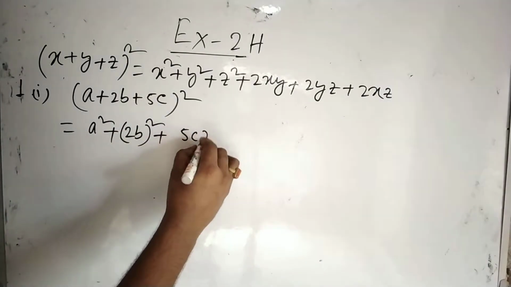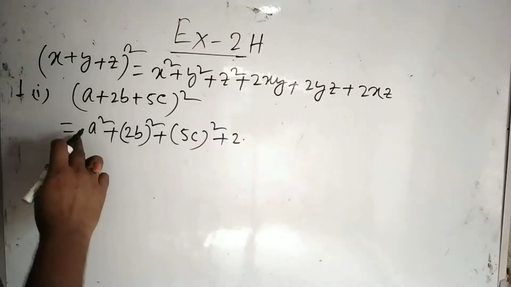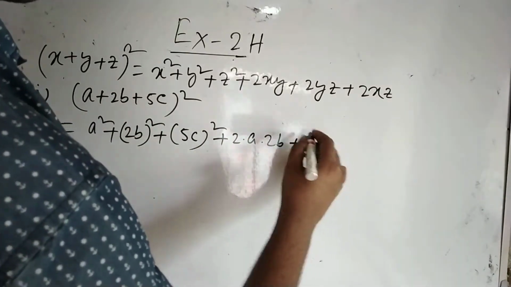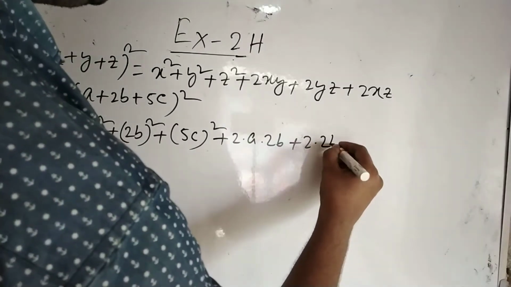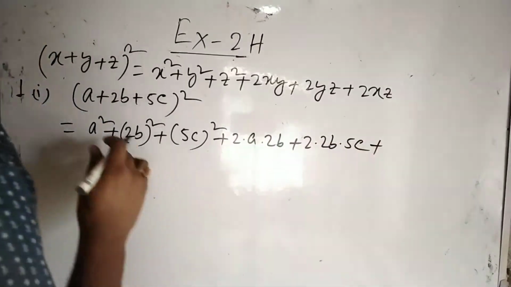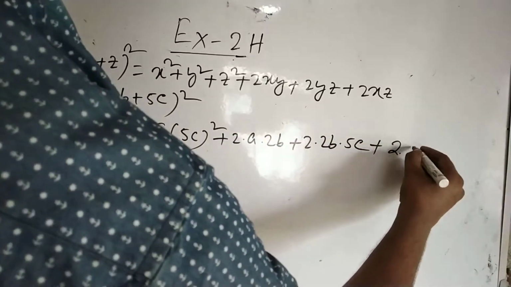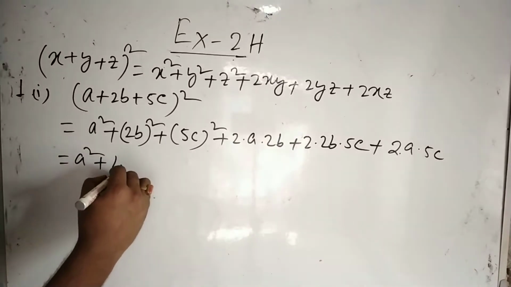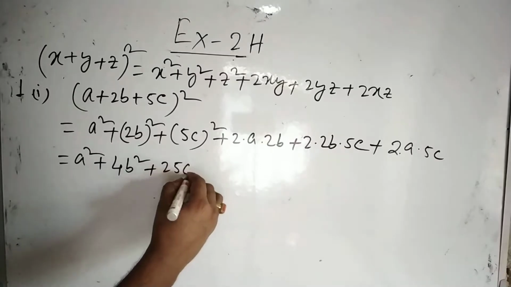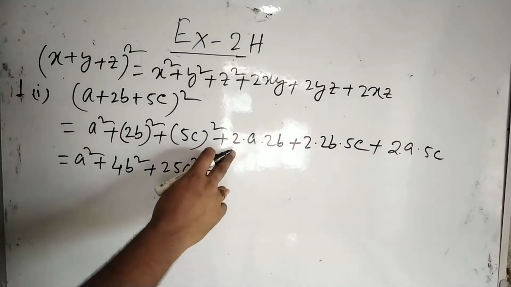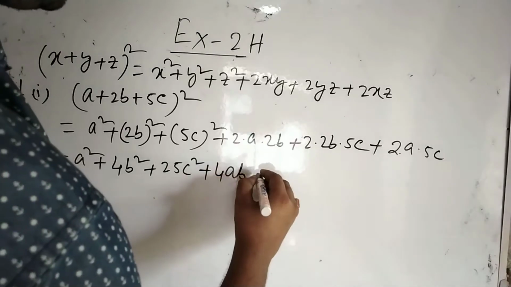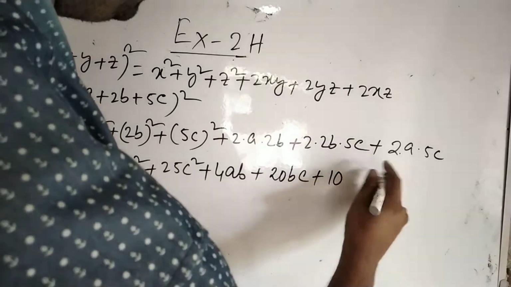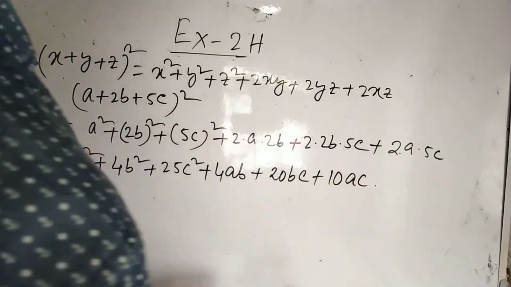then third one square, 5c whole square, then 2 into first one, that is a, into second one, that is 2b, plus 2 into second and third, 2b into 5c, plus 2 into first one and last one, 2 into a into 5c. So it will be a square plus 4b square plus 25c square plus 2 2s are 4, 4ab, plus 2 2s are 4 into 5, 20bc, plus 10, 5 into 2, 10ac. This is your expansion.